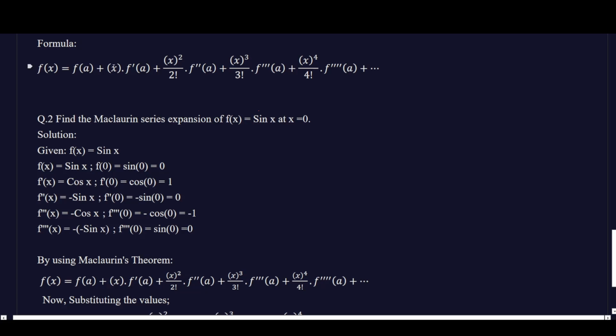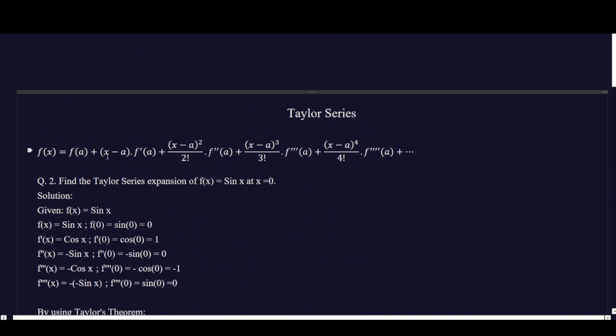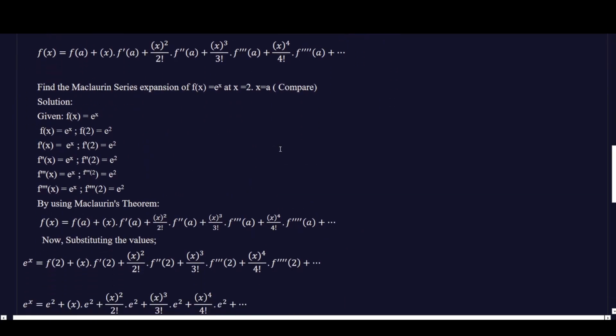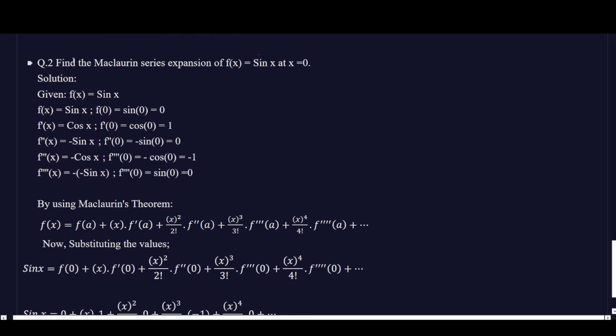The difference between the Maclaurin series formula and the Taylor series formula is that we do not subtract a from x in the Maclaurin series. We keep the value of a as 0 in the terms where we get x. In the Taylor formula we have subtracted a from x in every term, but we will not subtract a. We will keep just a at 0 in the Maclaurin series formula. That's the only difference. Let us proceed toward the Maclaurin series problem.